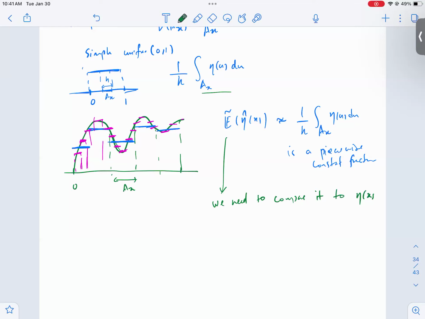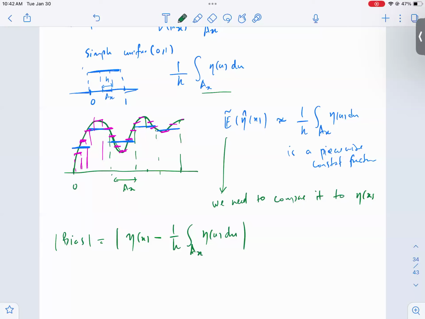So for a given x, eta of x is like here, and the difference to this constant line is the bias. For example, here at the end I'm doing a very good job, but here I'm doing badly. Given an x, how far the actual thing is from this expectation is my bias. The absolute value of the bias is eta of x, the true thing, minus 1 over h times the integral. And this is non-zero for any fixed edge.